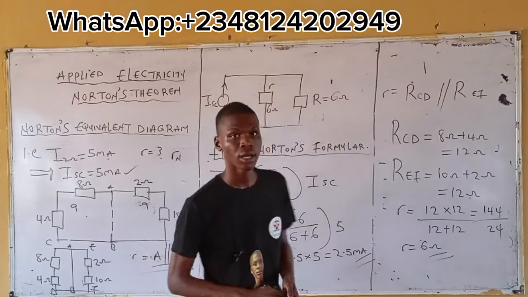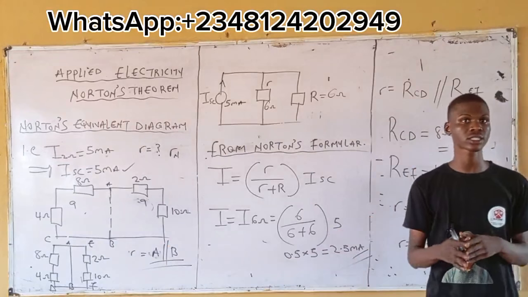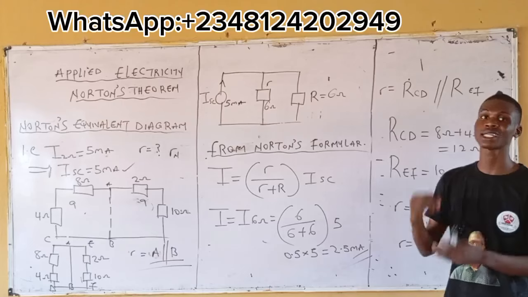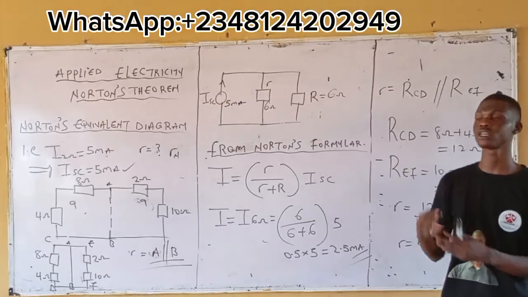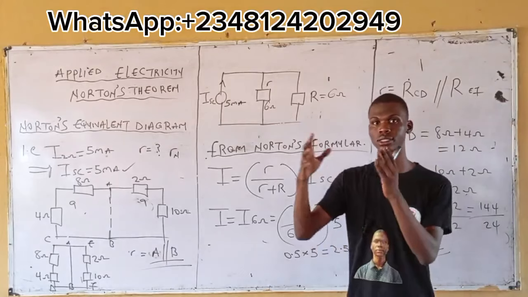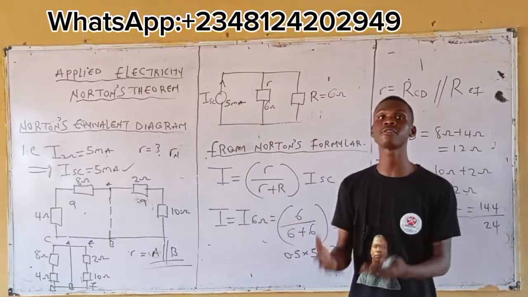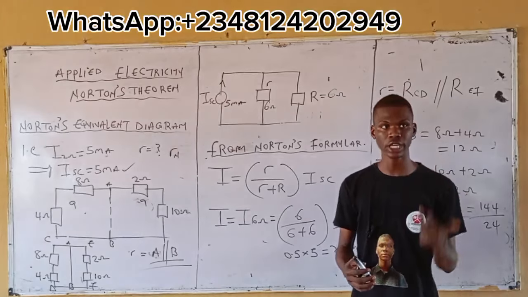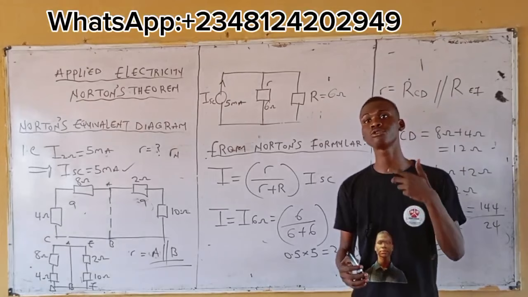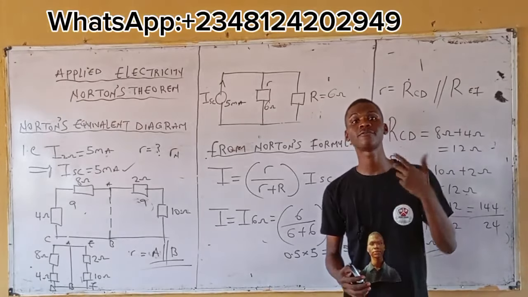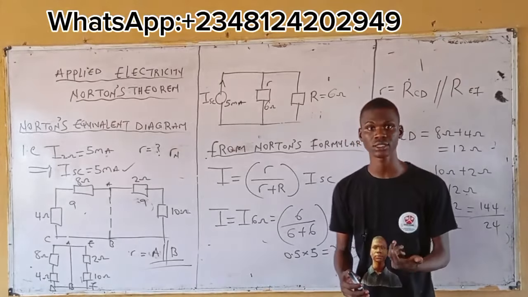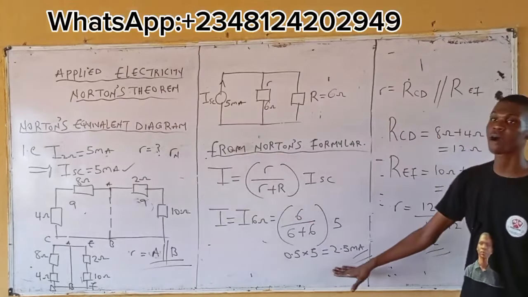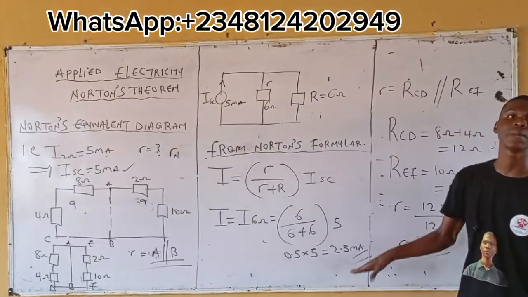That's the answer. Given a complex circuit like what we have initially, we analyze the circuit and reduce it to Norton's equivalent circuit, or Norton's equivalent diagram. Then we obtain the value of the short circuit current, the value of the load resistor, then the value of the equivalent resistance. Then you substitute that into your Norton's formula. Then we get our final answer of 2.5 milliampere.